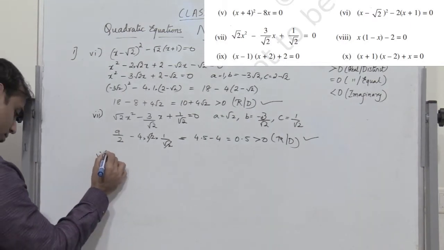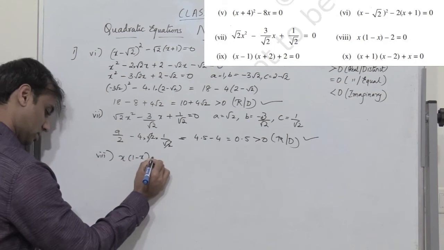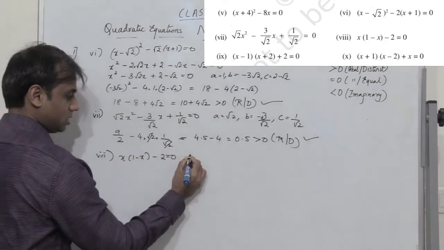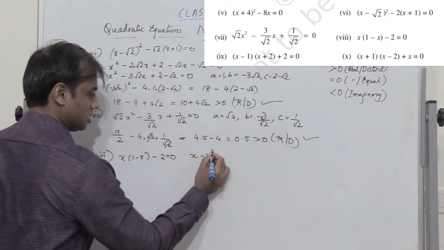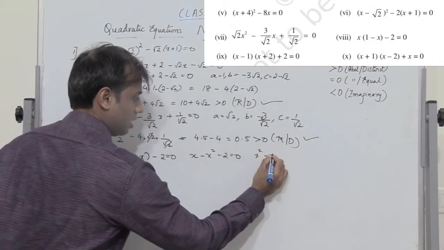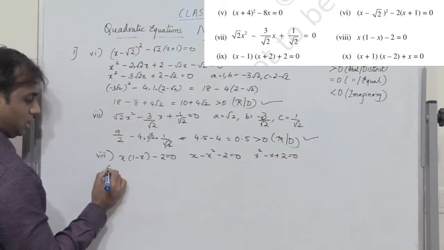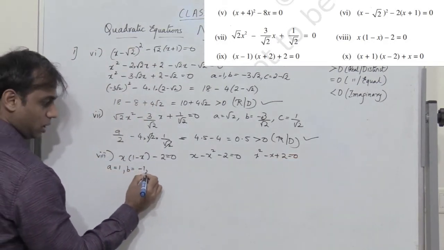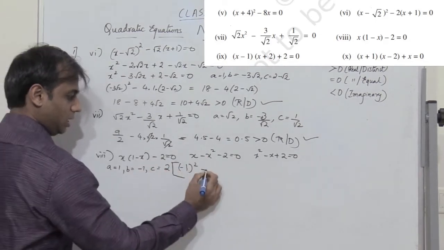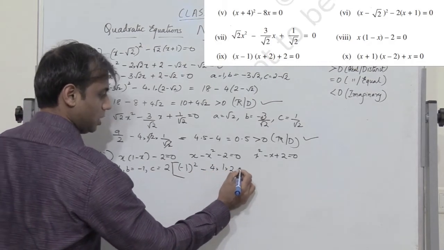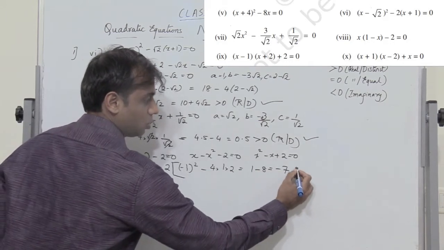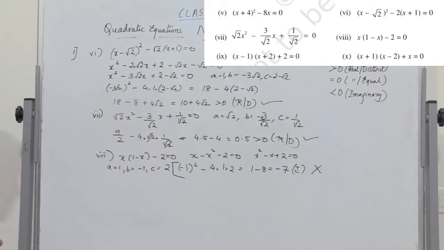Eighth one, x into 1 minus x minus 2 equal to 0. So I need to multiply. x into 1 is x, x into minus x is minus x square minus 2 equals 0. So let me take minus sign throughout. So you get x square minus x plus 2 equals 0. And a is 1, b is minus 1, c is 2. So b square is minus 1 square, b square minus 4 into a into c. So you get 1 minus 8, which is minus 7. So they are imaginary, right? So the roots are imaginary, so they are not real and distinct.